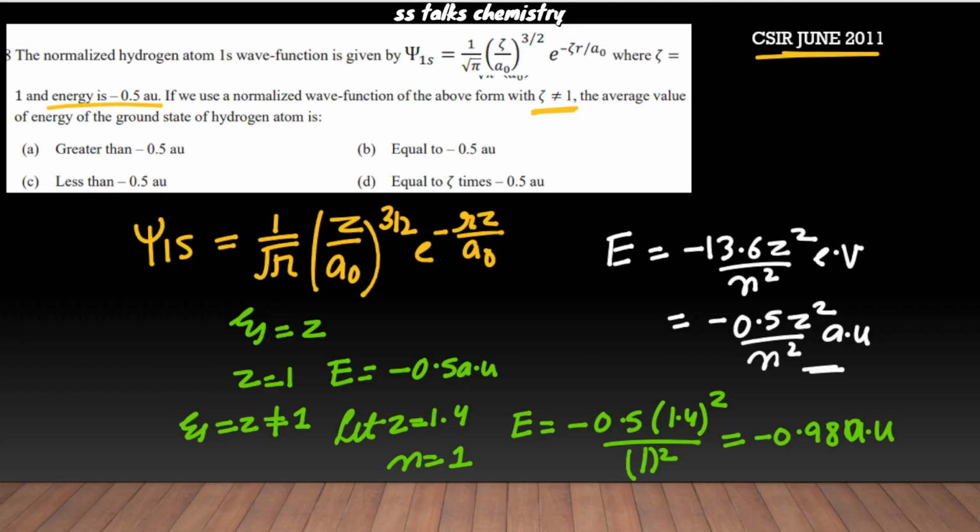Now this value of energy that you have got is smaller as compared to the previous one. That means if the Z value is increasing, or is other than 1, the energy value is going to be less than minus 0.5 atomic units. So based upon this, option C is the right answer, because this is less than minus 0.5 atomic units.